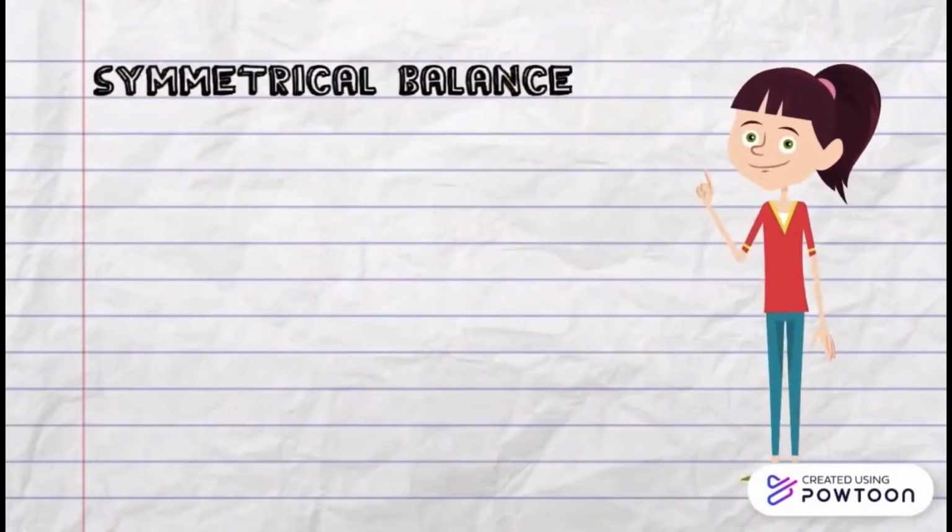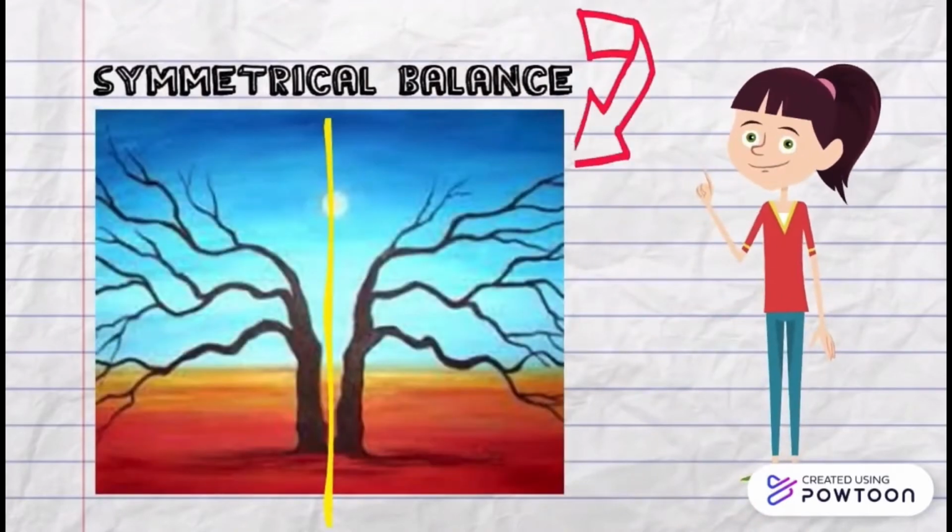Now let's take a look at symmetrical balance. Symmetrical balance is when both sides of a piece are equal. That is, they are identical or almost identical.